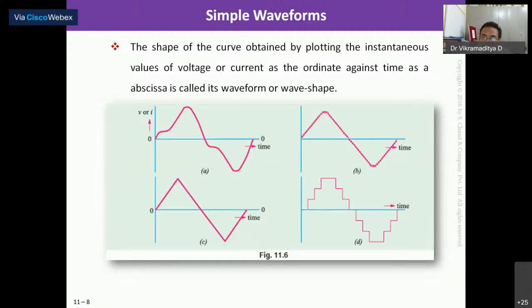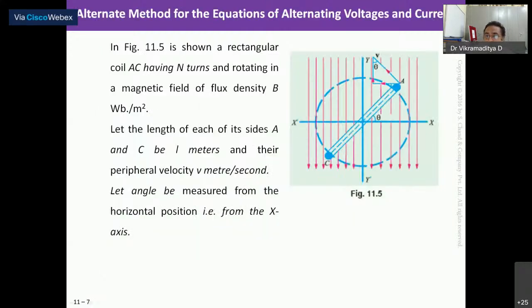Now there are certain terms related to that AC waveform. Mind it, I have shown you a conductor. In this conductor, a magnet is rotated in a magnetic field. Then you will be surprised to know that every time you will get a particular type of waveform, and that waveform is called a sinusoidal waveform.